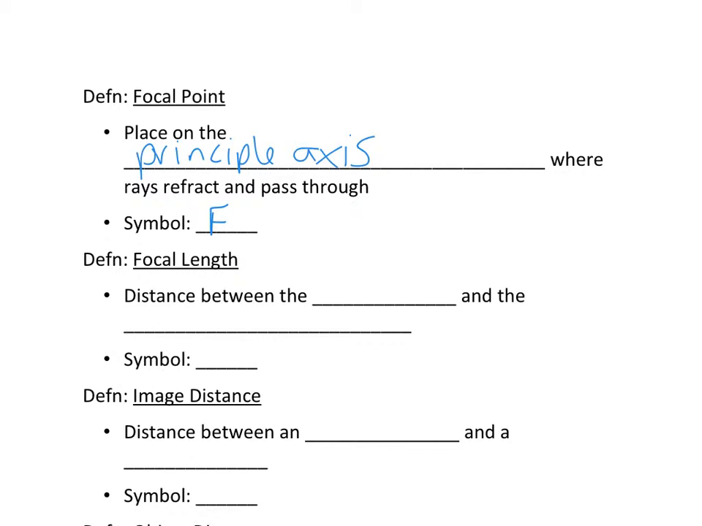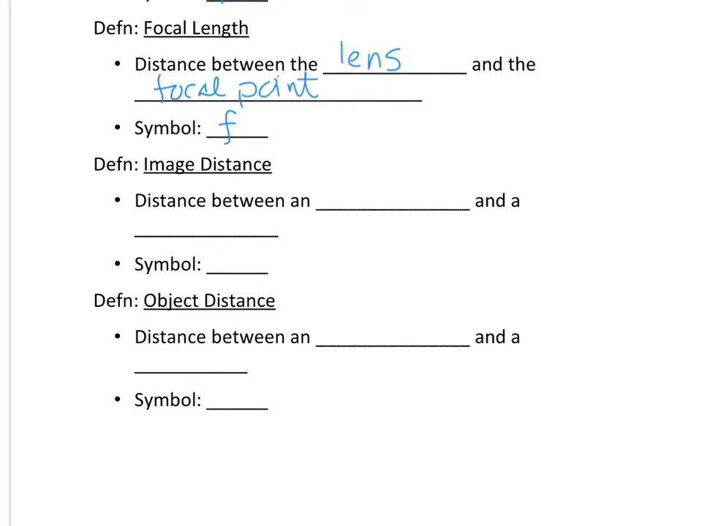The focal length is the distance between the lens and the focal point. And the symbol for focal length is a lowercase f. Next, we have image distance. This is the distance between an image and a lens. The symbol for image distance is a lowercase d with a subscript of i. And then we have the object distance, which is the distance between an object and a lens. And the symbol for this is d with a subscript of o for object.